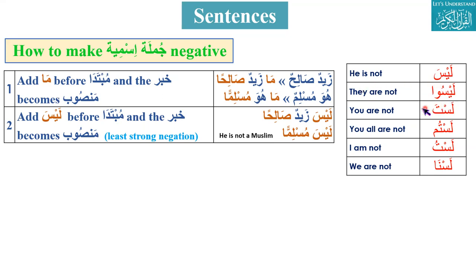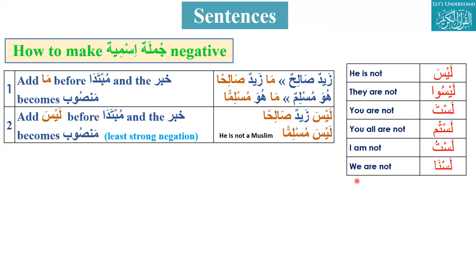Laysa is he is not. Laysu, they are not. Lasta, you are not. Lastum, you all are not. Then lastu, I am not, and lasna, we are not. So, as I just said again, some verbs need additional information to make complete sense, and they are called incomplete verbs, or if'al naqisa.